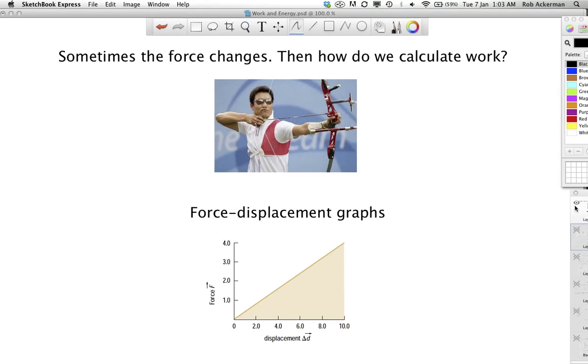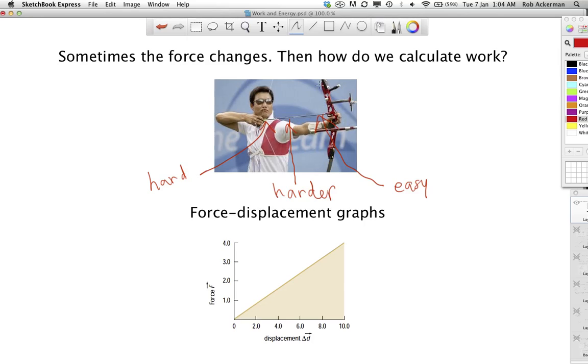And just to finish off, we're going to look at one more challenging example involving work. This one is very well illustrated by the concept of archery. If you've ever shot an arrow, then you know that at the beginning of pulling, right here, it's really easy to pull back on the bow. When you get to the middle, it's a little bit harder. And by the time you get to the last few centimeters of pulling, it's really hard to pull.